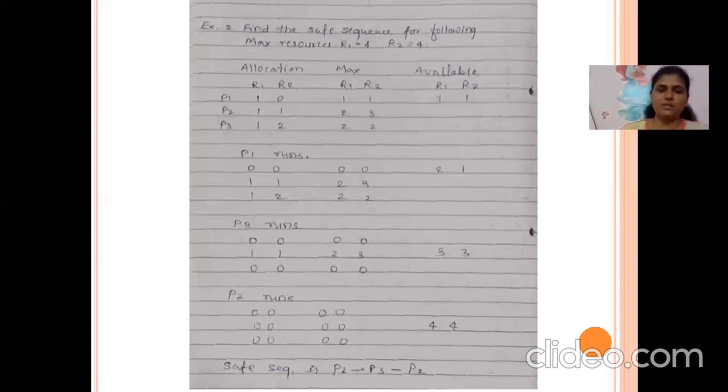Okay, clear with this? So what is the Banker's algorithm? Banker's algorithm is the algorithm which gives us the safe sequence in which, if the processes are executed, then the system will not go into the deadlock state. Okay.